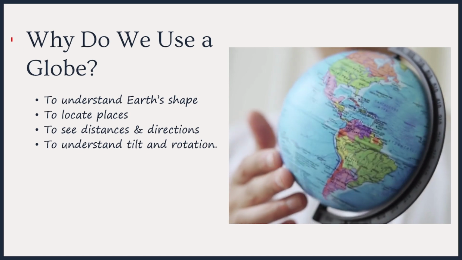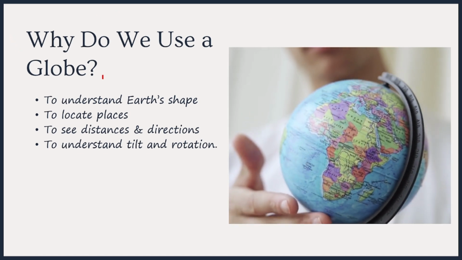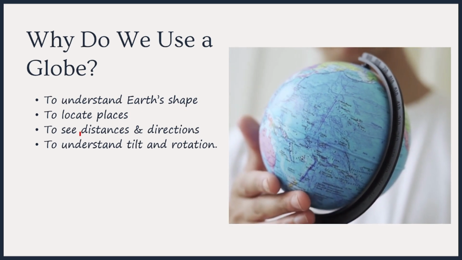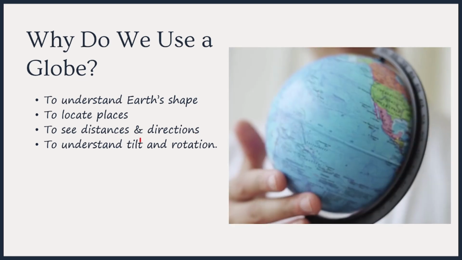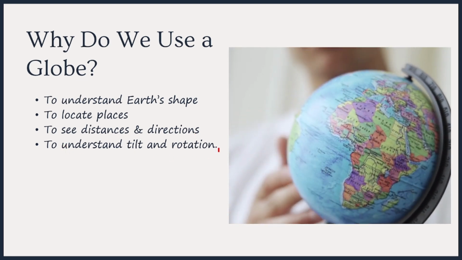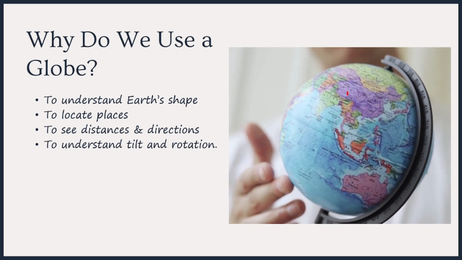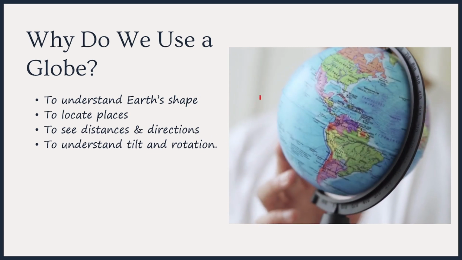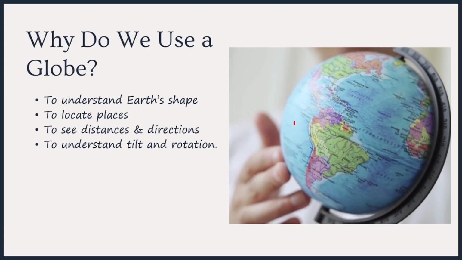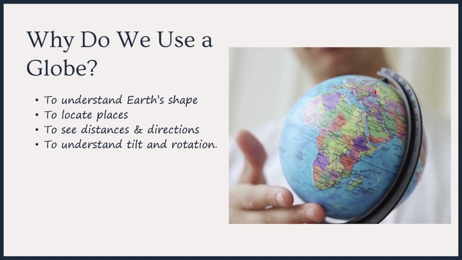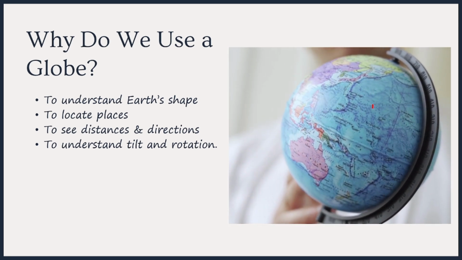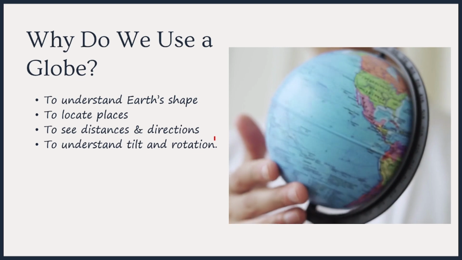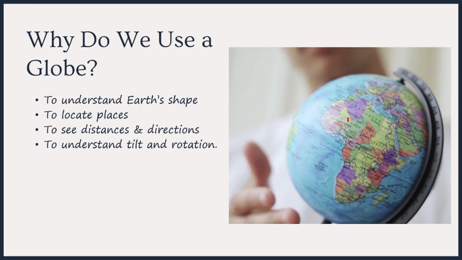So, moving ahead, why do we need to use a globe? To understand the Earth's shape, to locate different places, to see the distances and directions, and to understand the tilt and rotation of our Earth, we can use a globe. As I already told you, it's a true model, so we can easily understand the shape of our Earth, and it is easy for us to locate different places, rather than using a map. We can use a globe instead. And even for finding distance and direction, we can use a globe.